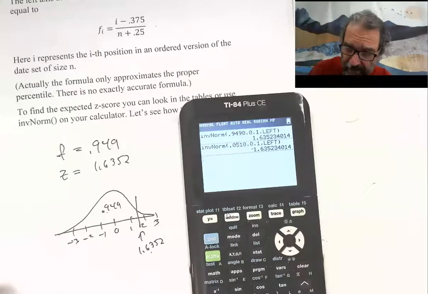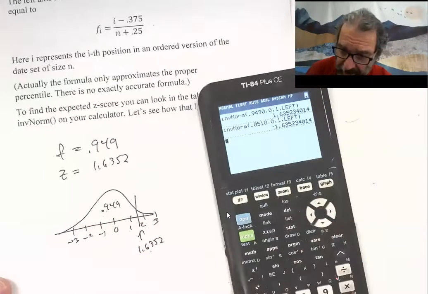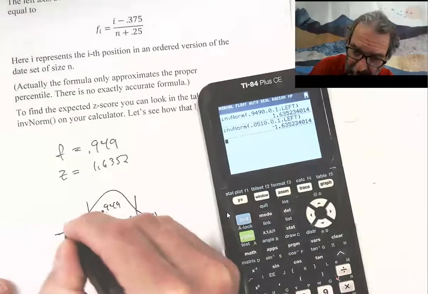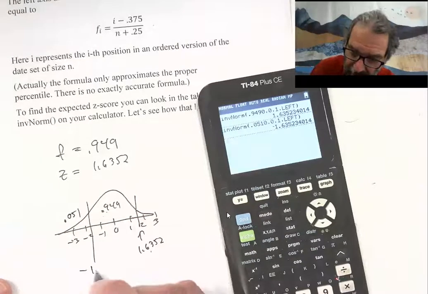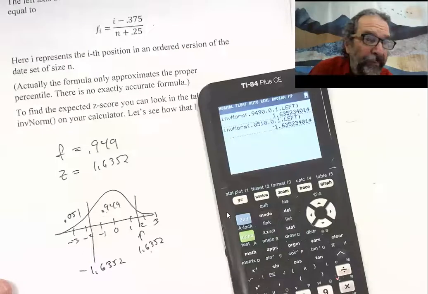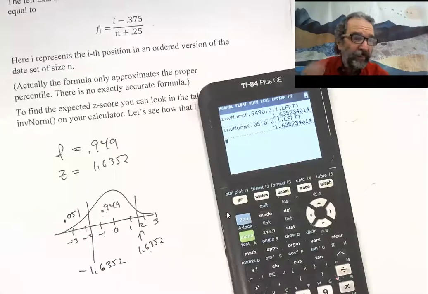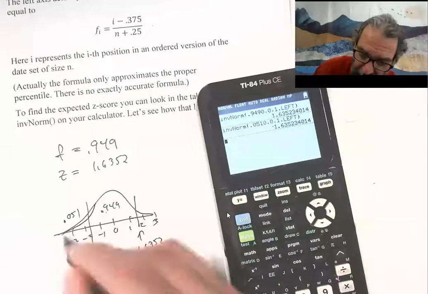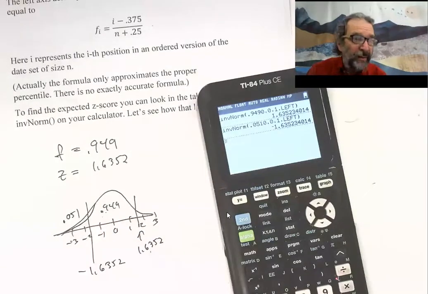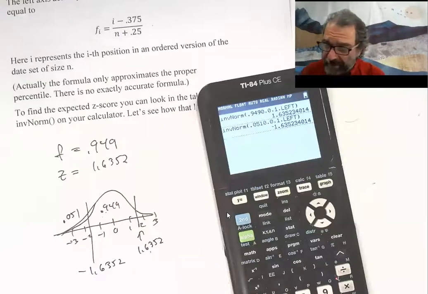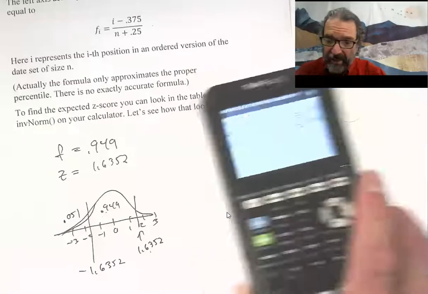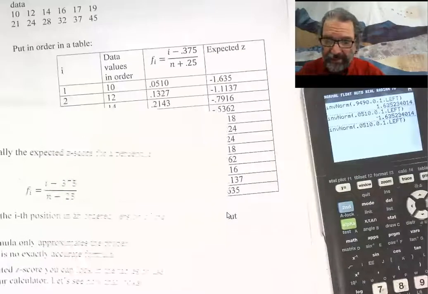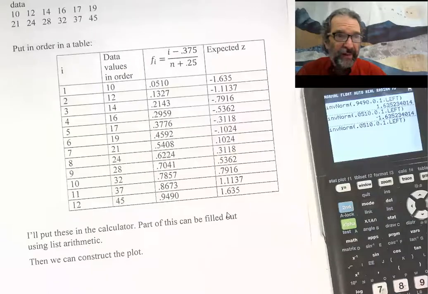So over here, if I want 0.051 showing up there, this is minus 1.6352. So I guess my graph should have just come down a bit harder like that. It's pretty hard to draw it. Okay. So if we just keep going second enter like that and adjusting this number, eventually we'll fill out this whole table. And it looks like this.